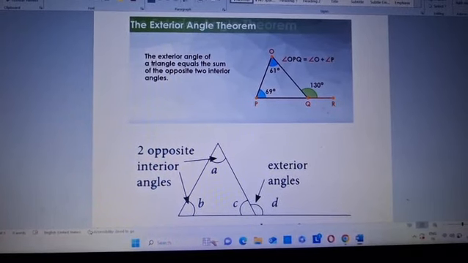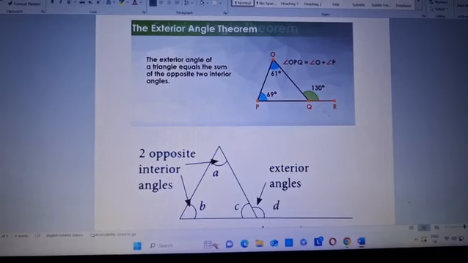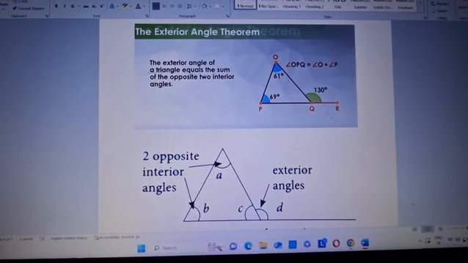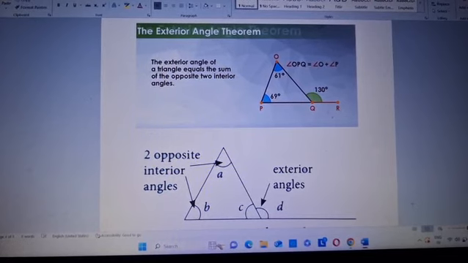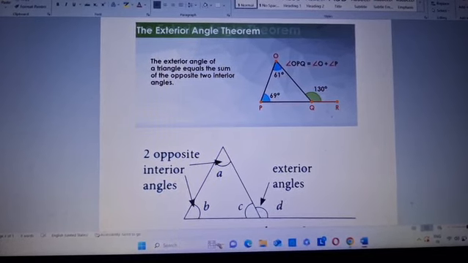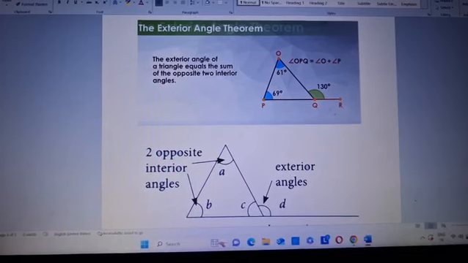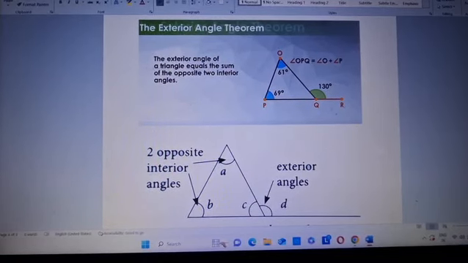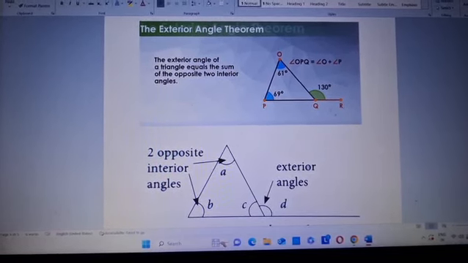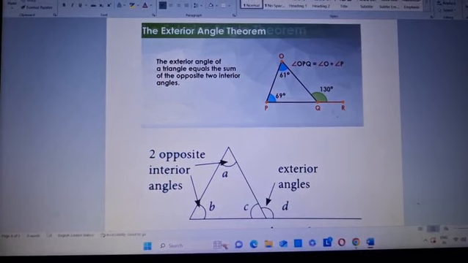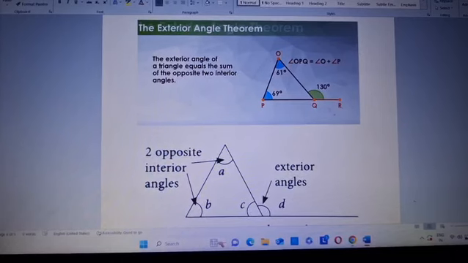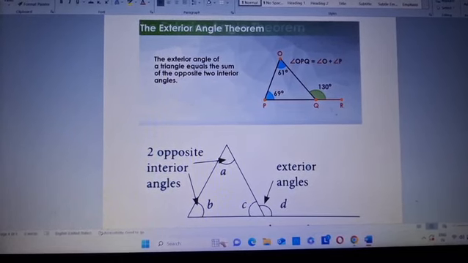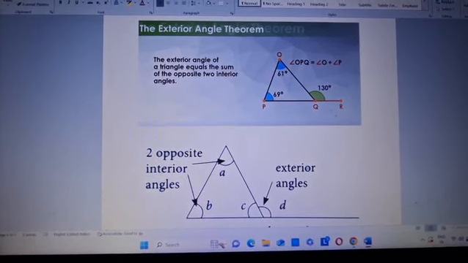The exterior angle property says that the exterior angle will be equal to the sum of the opposite two interior angles. We have to identify which are the two opposite interior angles and we have to add them, and that will be the value of the exterior angle, not the interior angle which forms the linear pair with the exterior angle.